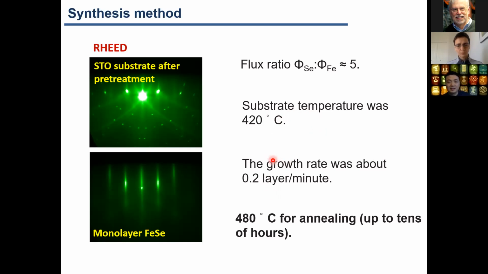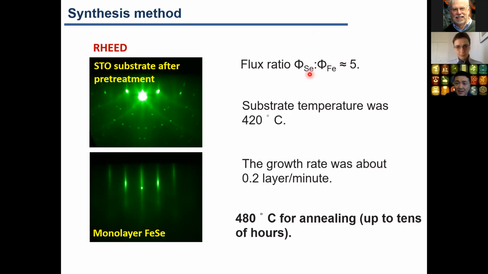One thing that bothers us is that any group in the world working with these materials has to anneal the sample at a slightly higher temperature than the growth temperature for a long period, up to tens of hours, to make this film superconducting. In other words, if you don't anneal these samples, they don't become superconducting. Only after you anneal them for a long time do you get a superconducting film. So that's kind of annoying, and we do want to understand why.